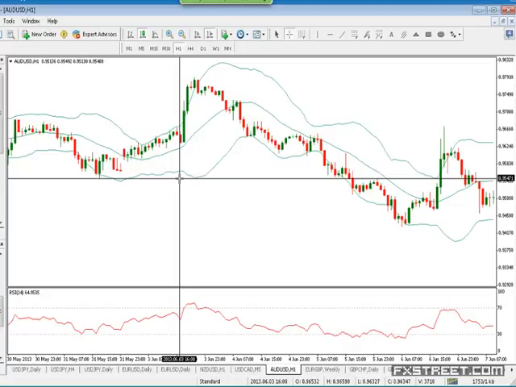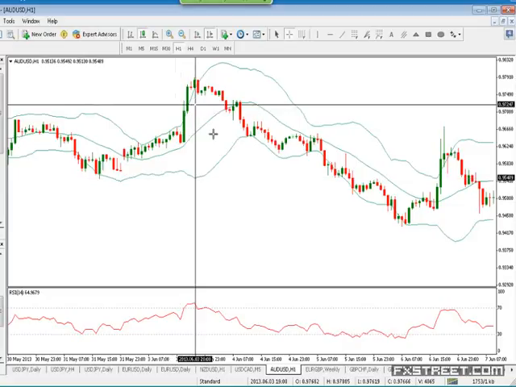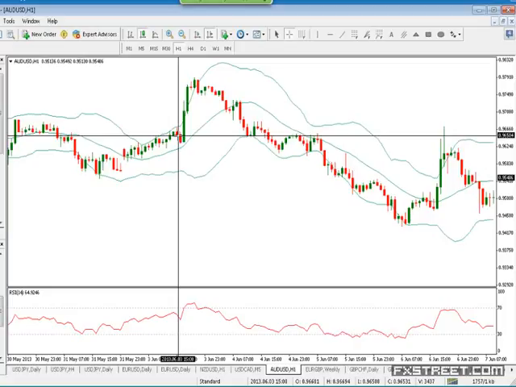But in a strong trend, price will close outside the bands, and when you have price closing outside the band, it does not mean a reversal, it actually means a strong trend. And when does it indicate, or when does it say that it's going to reverse?